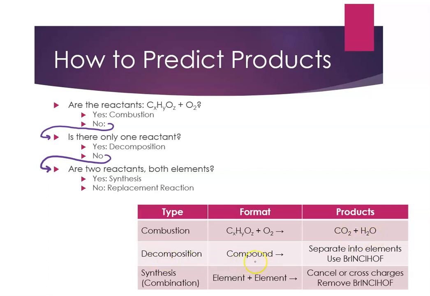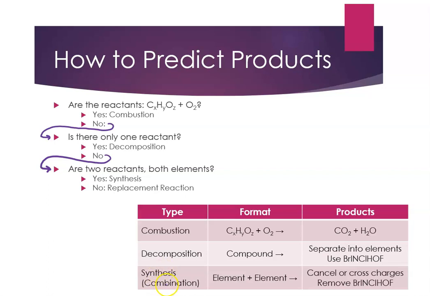Decomposition, because I'm only starting with one compound, I just separate it out into all of its elements. So I write each element separately, separated by a plus sign, and then I go back to check to see if it's a Brinclhof element. If it is, Br, I, N, Cl, H, O, or F, bromine, iodine, nitrogen, chlorine, hydrogen, oxygen, or fluorine, I have to put a subscript of 2 behind it to indicate that it is a diatomic molecule.